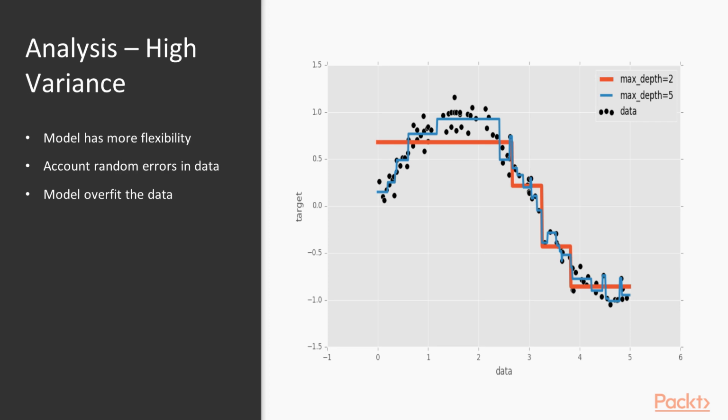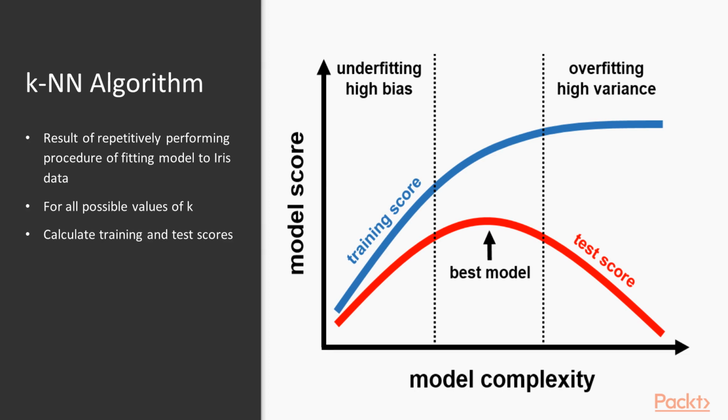The other decision tree model has high variance, as the model has so much flexibility that it ends up accounting for random errors in the data. You can see that on the right-hand side of the graph, where the blue curve, thin line, would jitter a lot. Such a model is said to overfit the data. Fundamentally, selecting the right model comes down to finding a sweet spot in the trade-off between bias and variance.